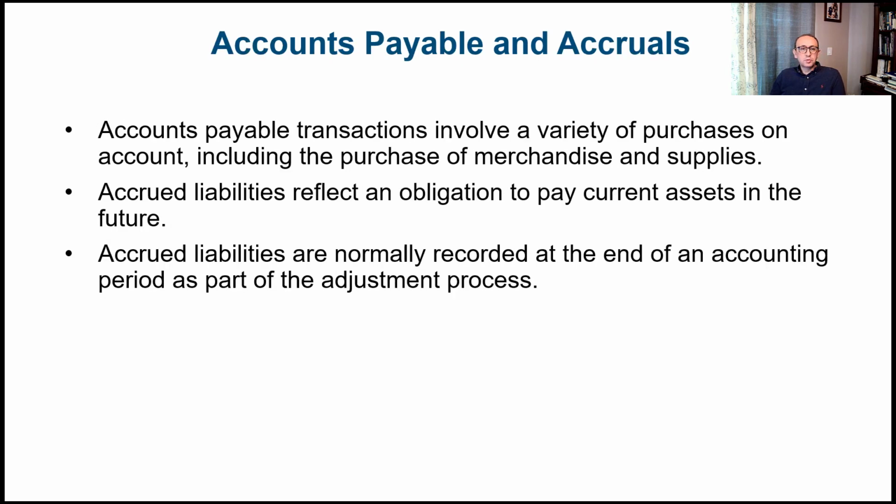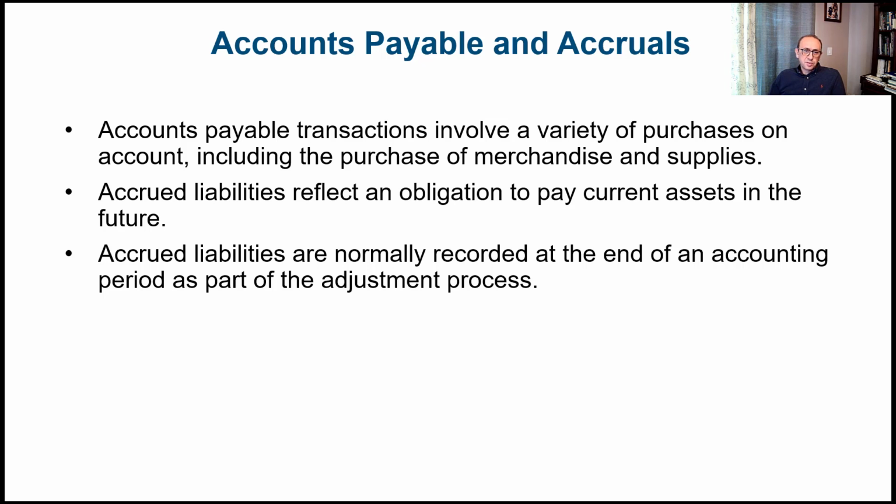The most common example that we've seen for current liabilities is accounts payable, and something related to that is general accruals. But accounts payable is very easy to relate to. Whenever I buy something from a supplier or vendor and I promise to pay them within, let's say, 30 days, I'm going to record an accounts payable on my records. Accounts payable transactions involve a variety of purchases on account, including the purchase of merchandise and supplies.